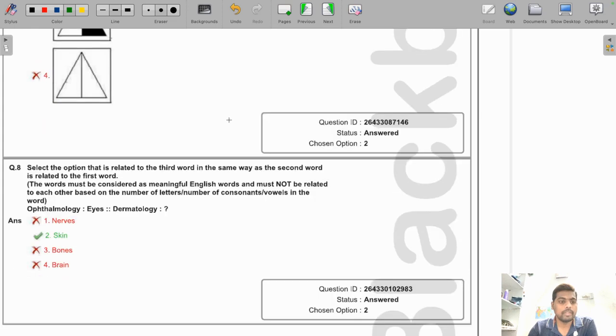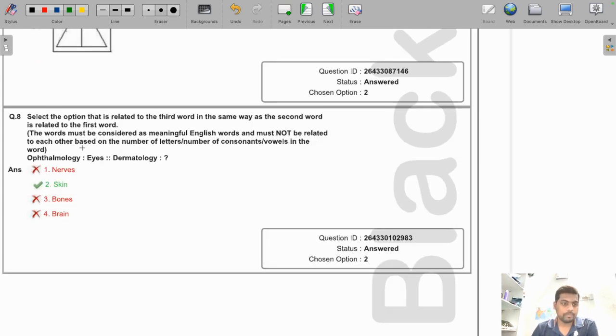Let us go to the next question. They are asking an analogy question. Ophthalmology, they mentioned, is something related to eyes, as we know. In the same way, dermatology is related to skin. So this is a common sense question, guys.